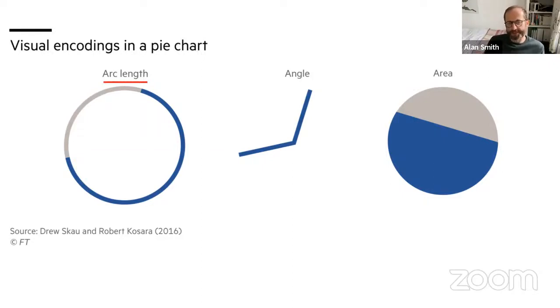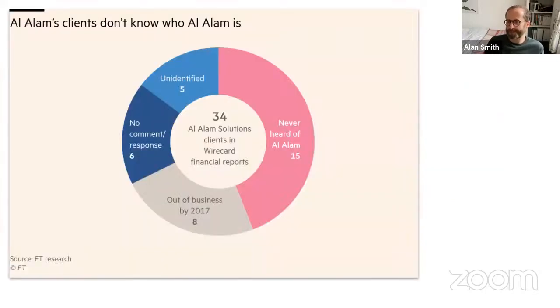Knowing that arc length is a driver here helps explain why I like this variation of a pie chart, something called a donut chart, where you knock the middle of the pie chart out. From a purely functional perspective, this allows you to explain what the whole is. What does all of this add up to? What's the universe of data here? In the case of this chart, it's all 34 clients in a report. That's what this total represents. So these donut charts are probably a little bit more of a functional version of a pie chart, for me.